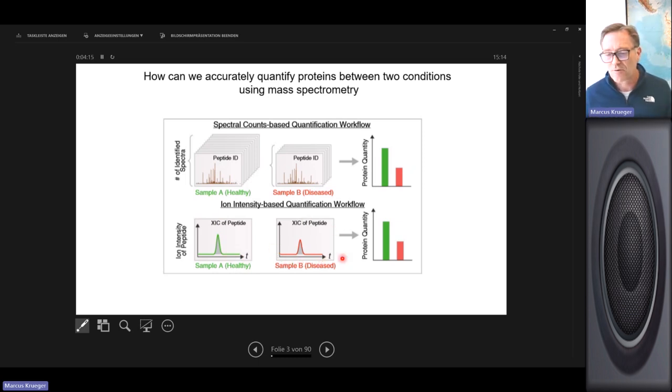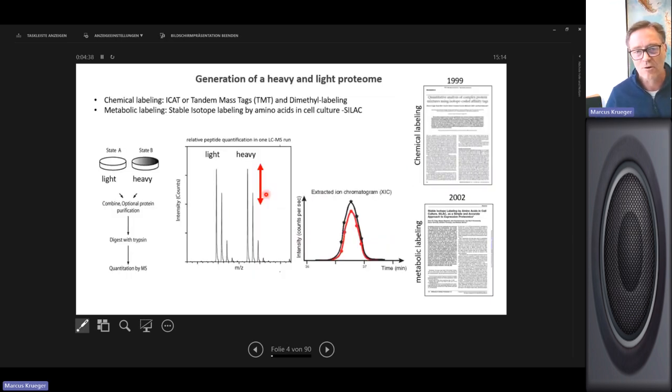Then of course we can quantify the intensity from the green peak and from the red peak. The problem in the old days was that you had to measure a lot of samples and compare all peptides to each other. That was kind of an overload for the computing power, and a major effort. For that reason, labs developed the so-called heavy and light labeled proteome, either in a chemical way, ICAT or tandem mass tags, or, if you want to use a metabolic labeling strategy, stable isotope labeling by amino acids in cell culture.